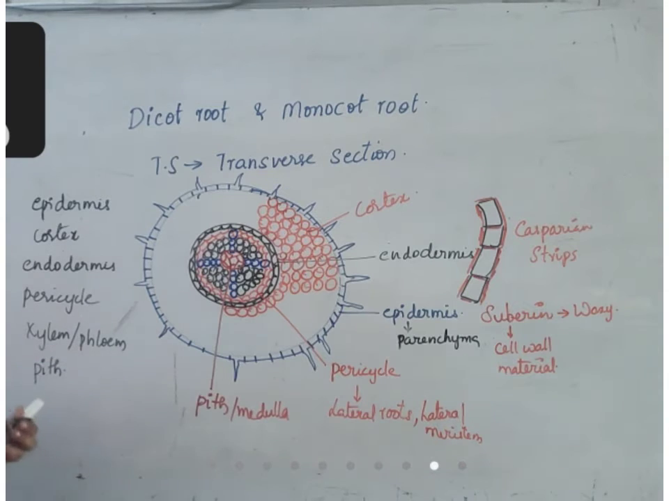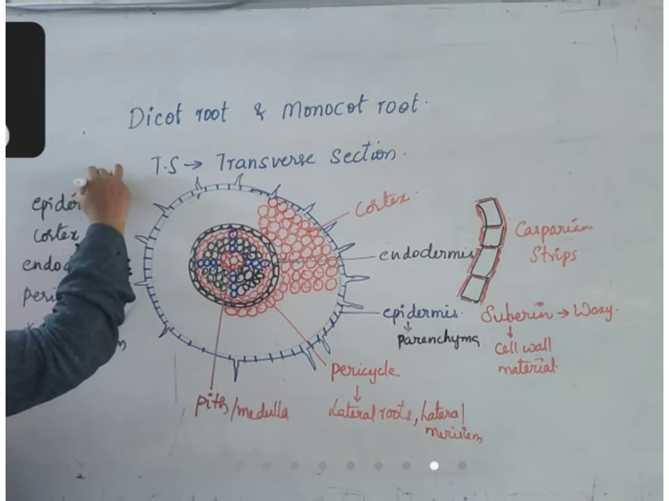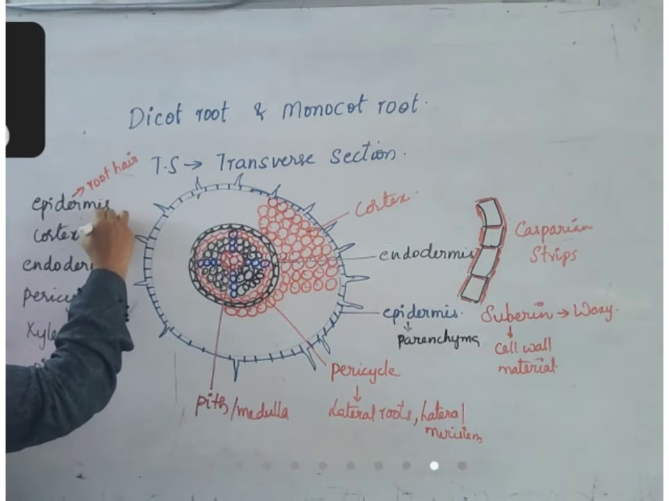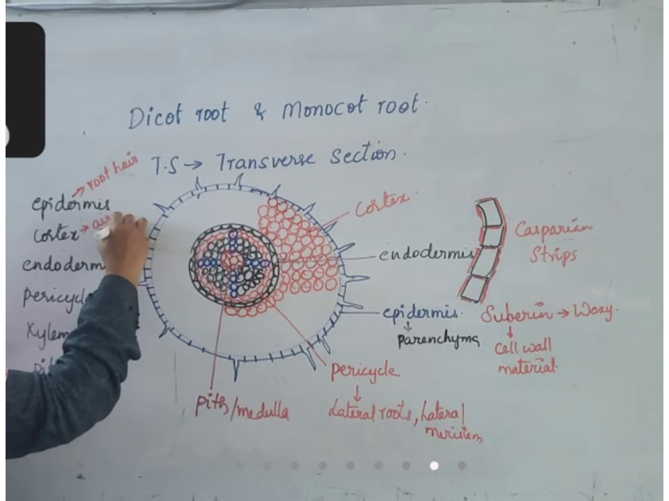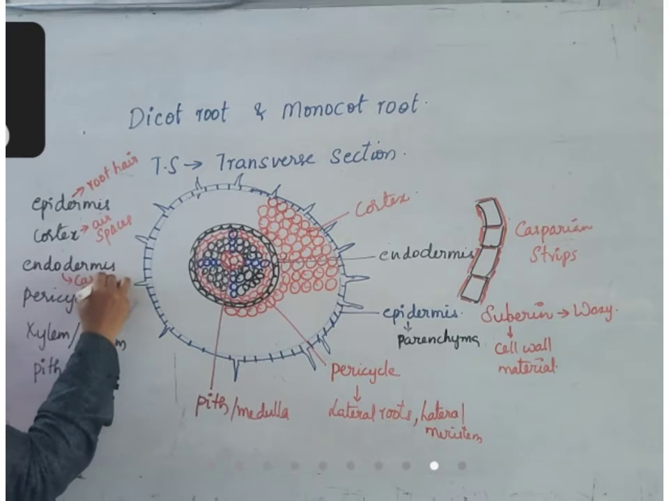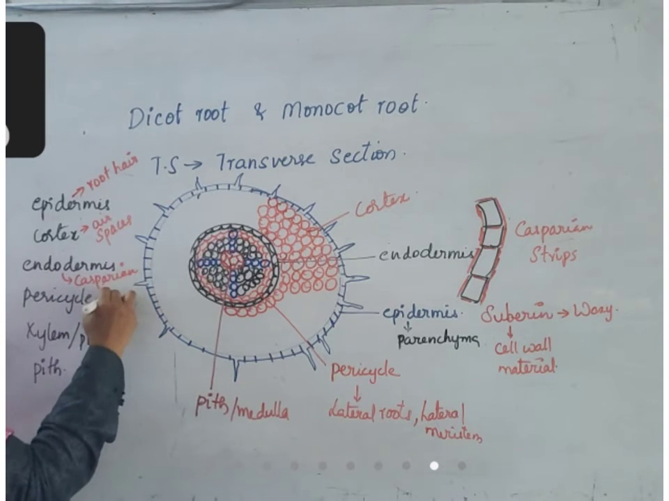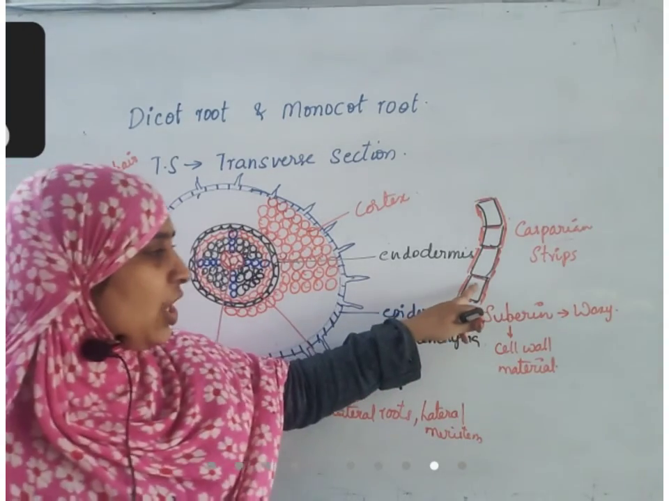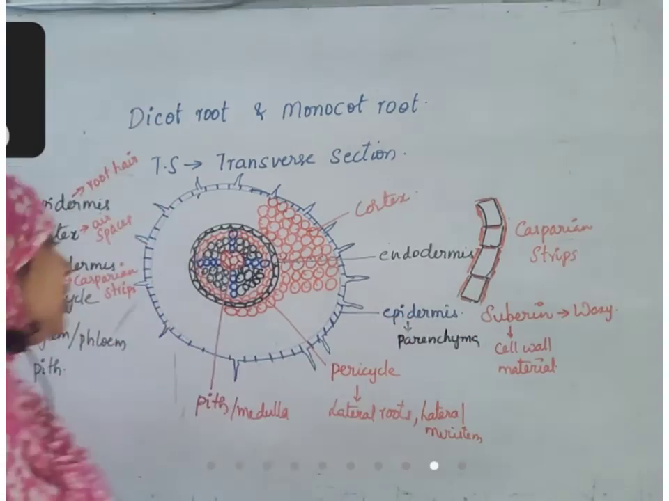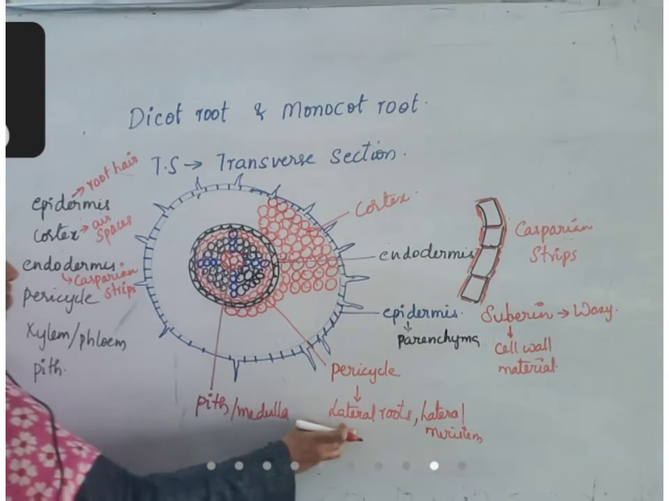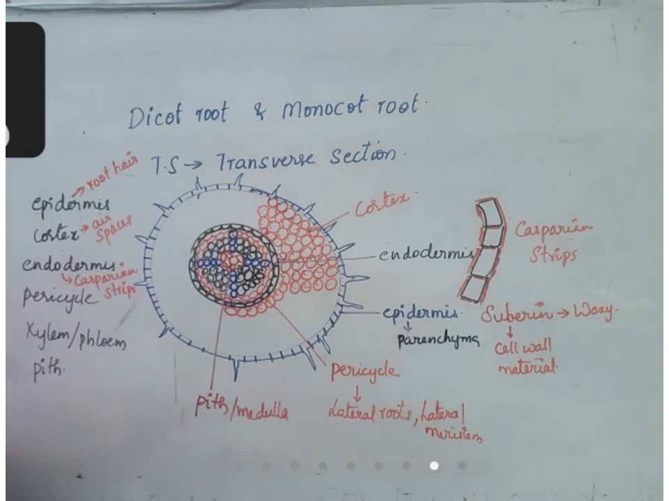Okay. So, what did we learn about this epidermis? Epidermis has root hair. Cortex has air spaces. Loose tissue means air spaces are present in between. Endodermis has Casparian strips. Casparian strips means suberin walls are present in tangential as well as radial regions. Next, pericycle. From pericycle, lateral roots will arise.